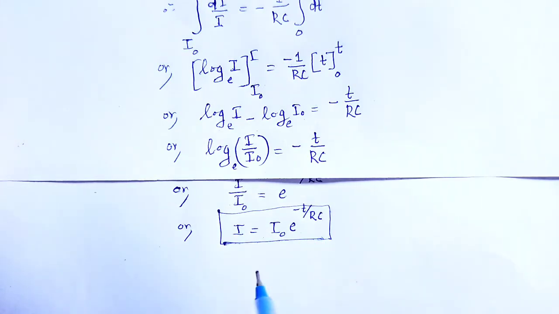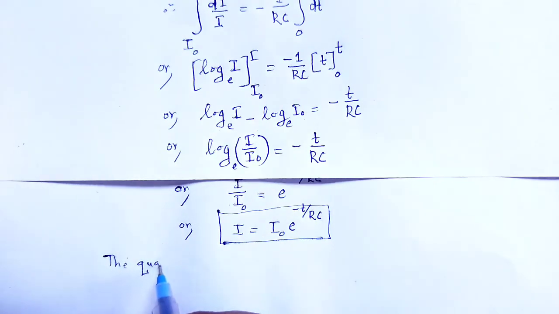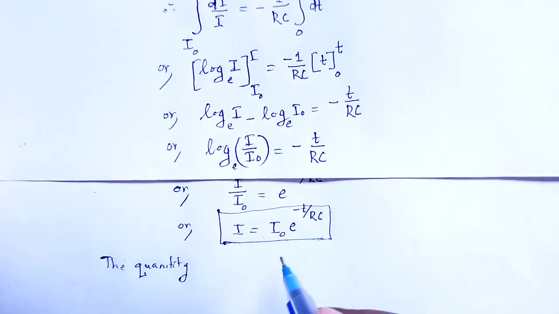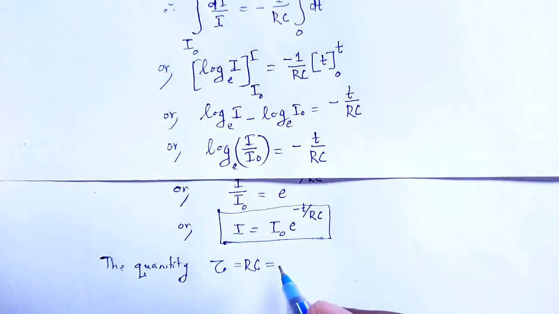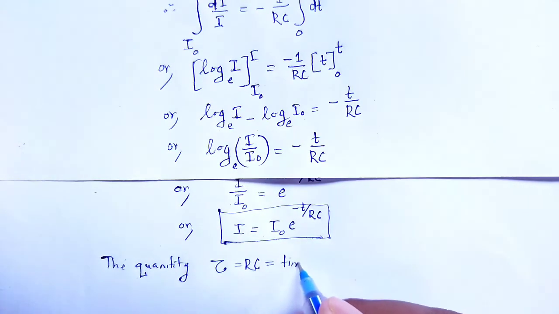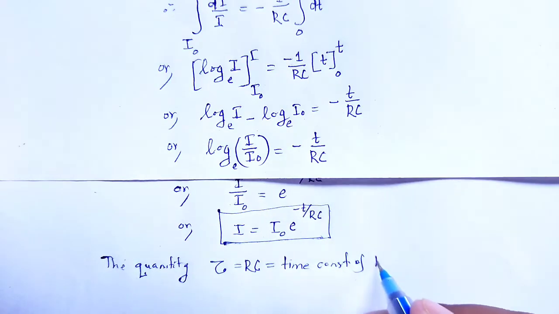The quantity RC is treated as tau, which is known as the time constant of the RC circuit.